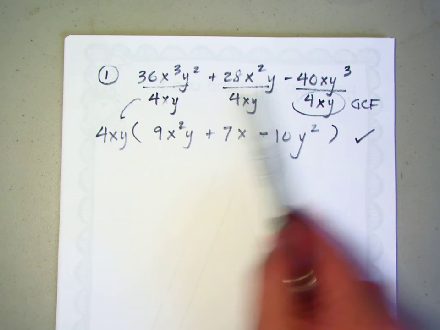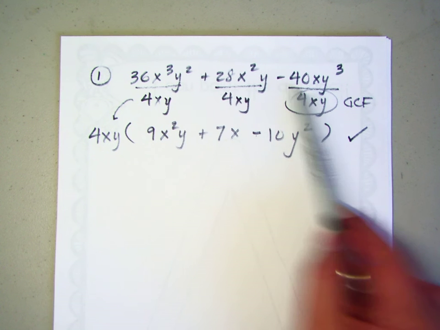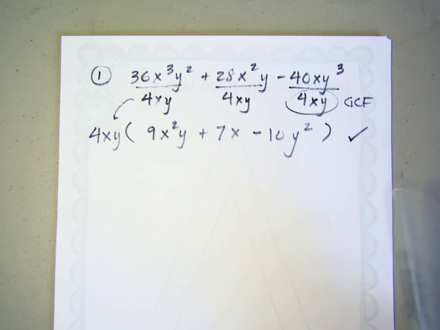Definitely should not forget that, and a lot of the students in my class do that. When you finish a problem, check. Use the distributive property, and see that the factored form that you get equals the original problem.